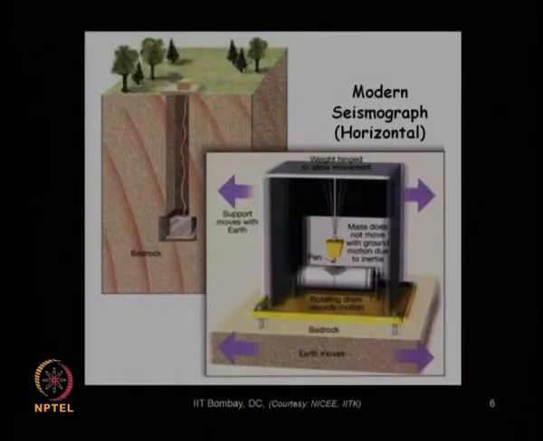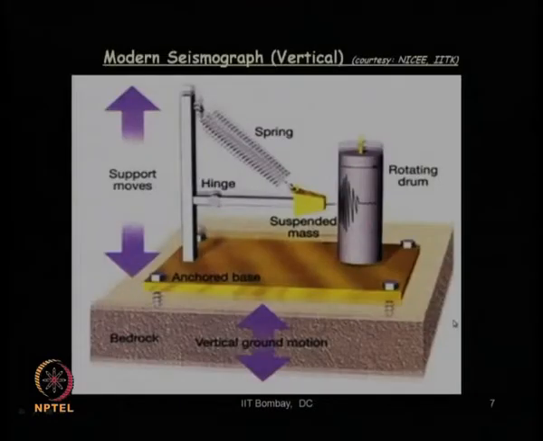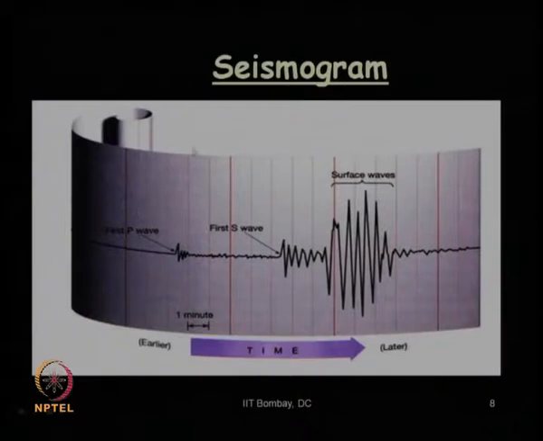In the modern day seismograph, we have seen how it looks for the measurement of the horizontal directional waves. This is the way the modern day seismograph records the vibration or the seismic waves in the horizontal direction, as well as the modern seismograph which records the movement in the vertical direction in this fashion. And then a seismogram looks like this, that is with respect to time. On that paper, the seismograph records the arrival times of these different types of waves, like P wave, S wave and surface wave.